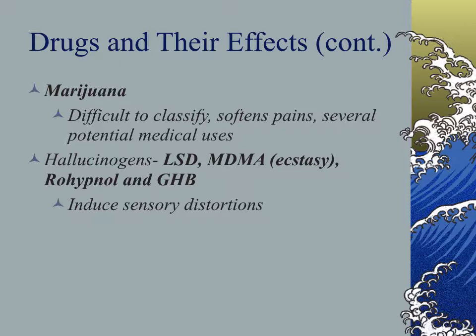The next couple and last worth mentioning is marijuana and hallucinogens. Some people classify marijuana as a hallucinogen. But really it's a little more complex than that. It's a pain reduction. It has a lot of potential medical uses, and that's why it's being medicalized and legalized in a lot of areas due to its potential benefits and ease of access and ability to dose yourself versus the difficulty with prescription drugs and the difficulties with addictions there.